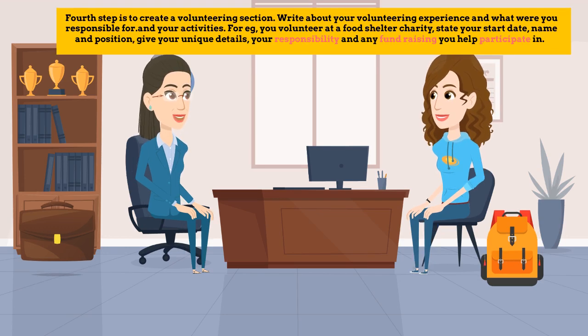Fourth step is to create a volunteering section. Write about your volunteering experience, what you were responsible for, and your activities. For example, you volunteer at a food shelter charity. State your start date, name, and position. Give your unique details, your responsibilities, and any fundraising you helped participate in.